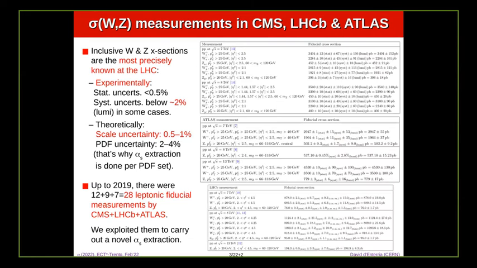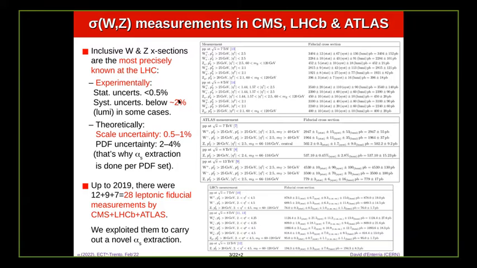And then of course the main motivation is that the W and Z cross sections are the most precisely known at the LHC, both experimentally and theoretically. So experimentally, statistical uncertainties are basically negligible now. They're below the few per mil level. So right now we are dominated mostly by systematic uncertainties, and here the integrated luminosity dominates. It's about 2%, in some cases even below, more recently.